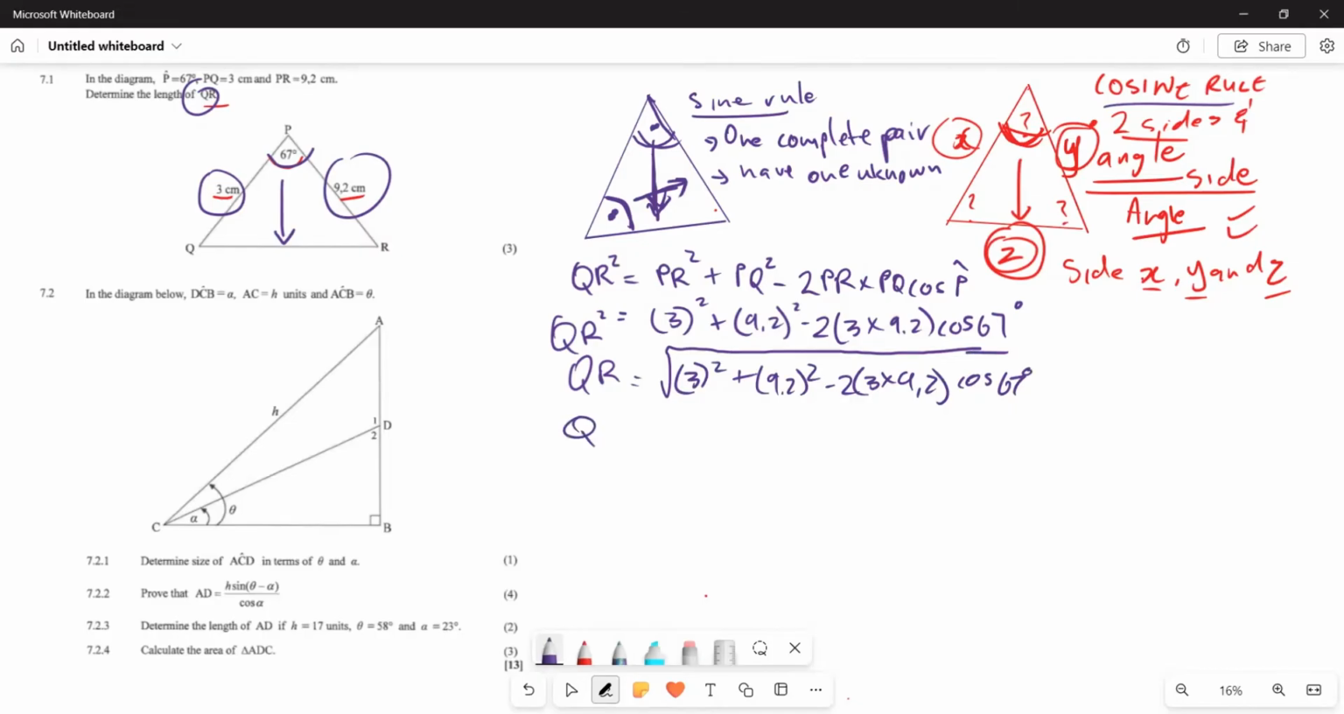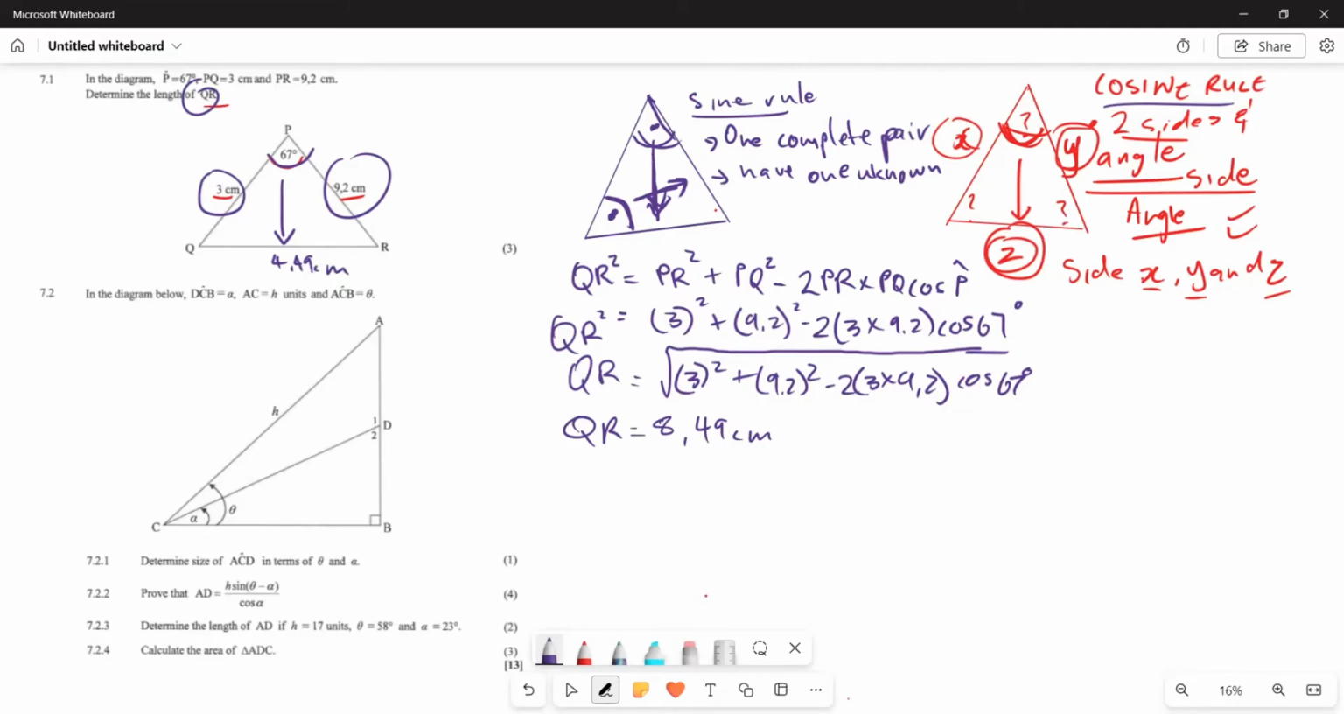And the answer that you are going to have now for your QR is going to be 8.49 centimeters, right? So which means this distance here is going to be 4.49 centimeters altogether. Then now you have successfully calculated that, right?